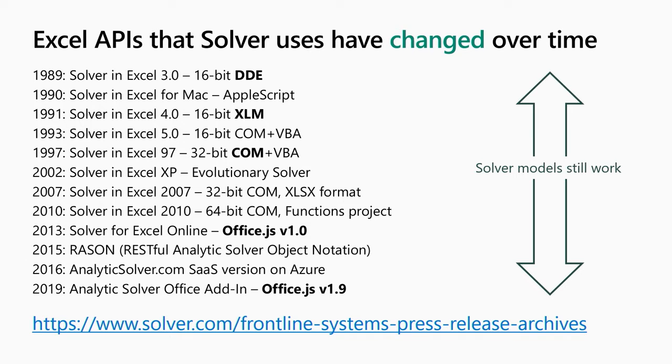And then about 1993 is when COM and VBA came into the picture. This was all a 16-bit world at the time. Then we moved to 32-bit COM and VBA. Other things happened. We eventually went to the XLSX format. We went to 64-bit COM. And finally, in 2013, we had the first version of the Office.js APIs. And we actually built and launched the basic Solver, much less than all of Analytic Solver. By the end of 2013, we were shipping that.